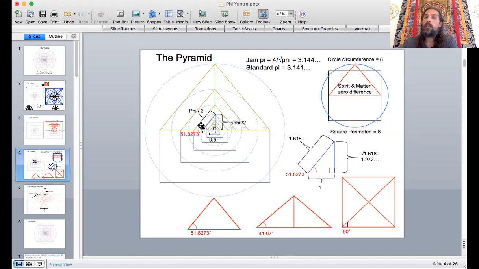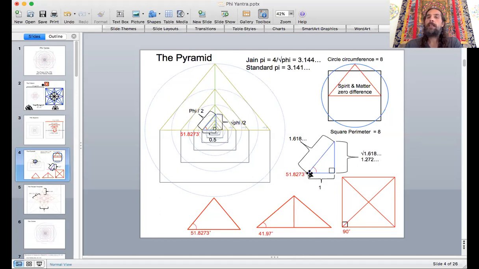I wanted to touch base on the pyramid because that's going to be an important part of this discovery. As I'll describe in some of my other videos, the Kepler's triangle gives us this value of 1.272, which is the square root of Phi. As you'll see in just a moment, the square root of Phi is going to be a really important component to this whole design.